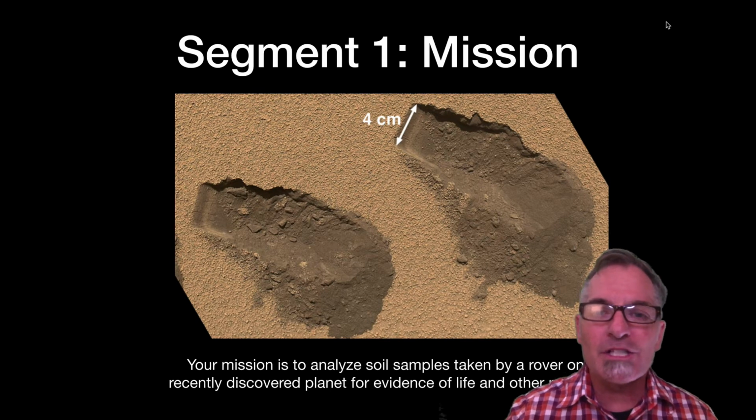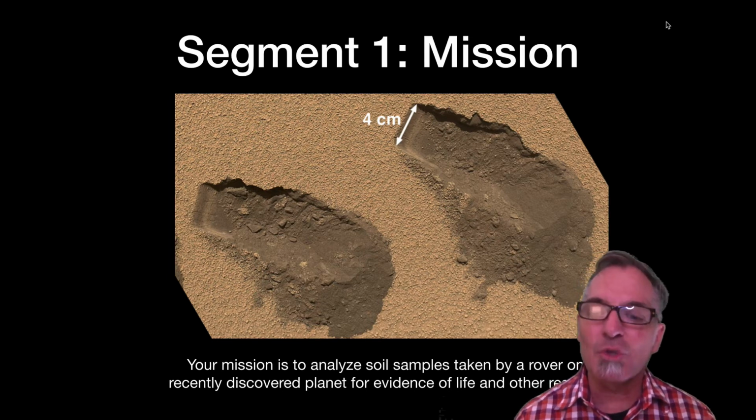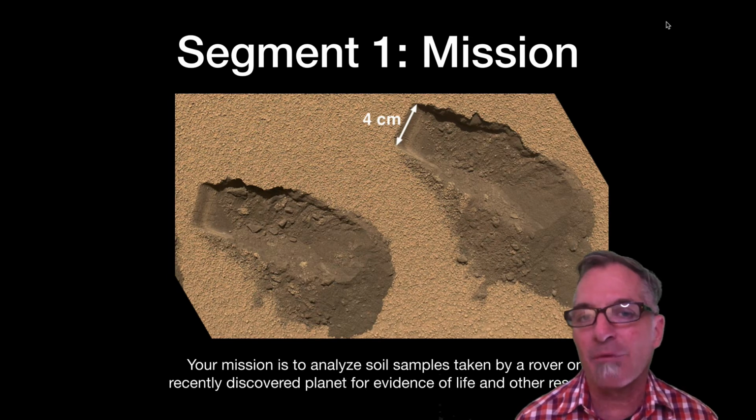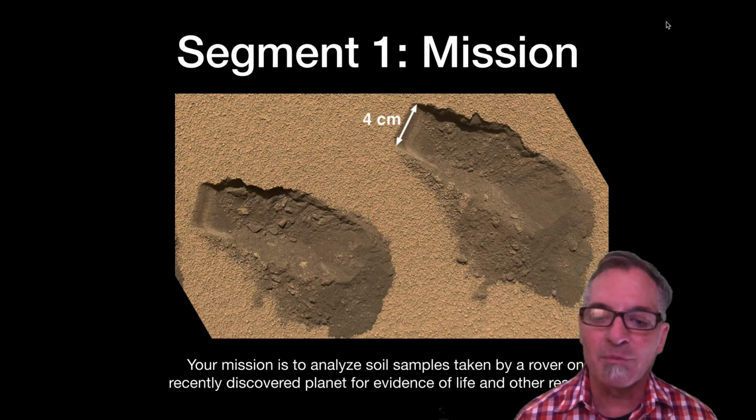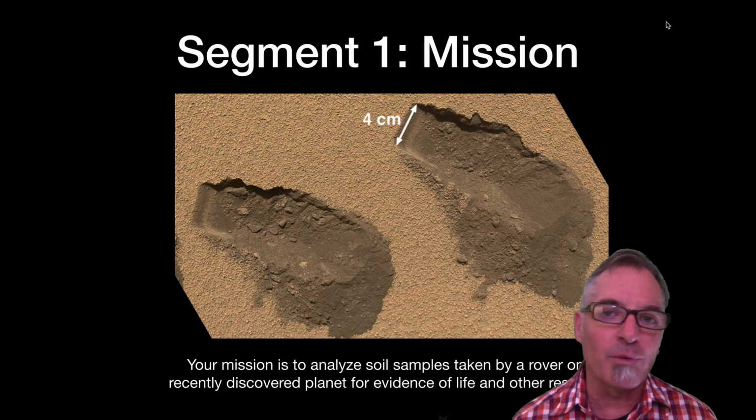And so each segment has a mission. The first mission is going to be to analyze some soil samples that have been taken by a rover from a newly discovered planet. And then we want to see if there's any evidence of life and other resources.